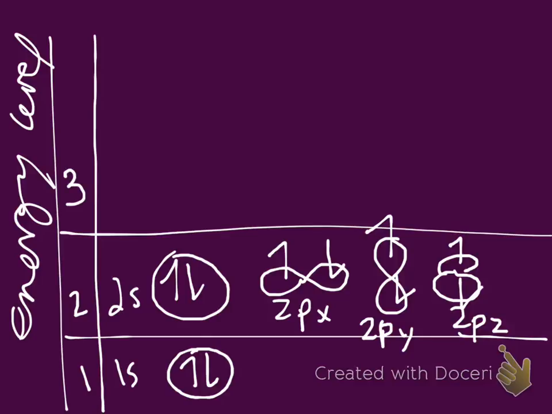We will not probably get above the third today together. But what's the first orbital we'd have on the third main energy level? We have a 3s. It's a beach ball, and it's a little bit bigger than the last two beach balls. And it's got 2 electrons! One up, one down.